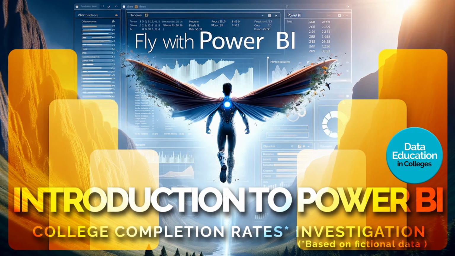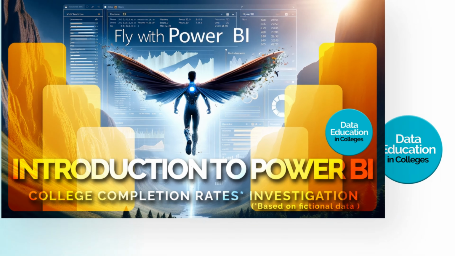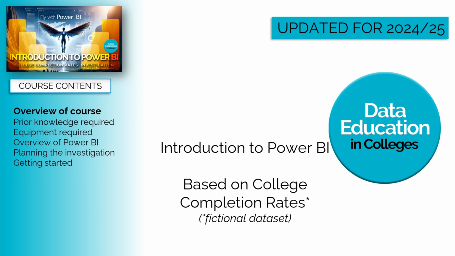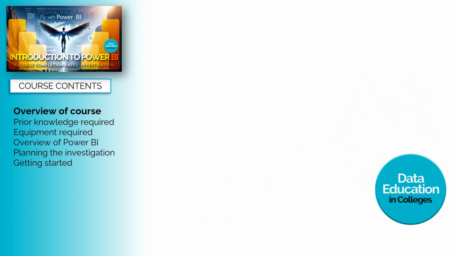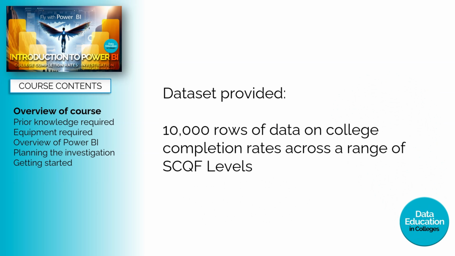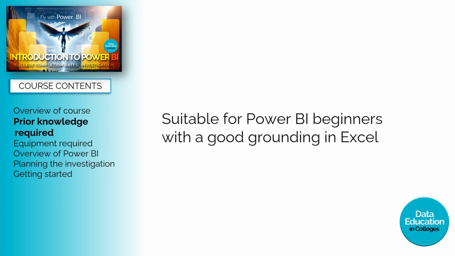We're going to be using a data set which we're going to provide you with, based on college completion rates, as it says, fictional. The data set has 10,000 rows of data on college completion rates across a range of SCQF levels and colleges in Scotland. As it said, Power BI beginners, but you do need a good grounding in Excel first.